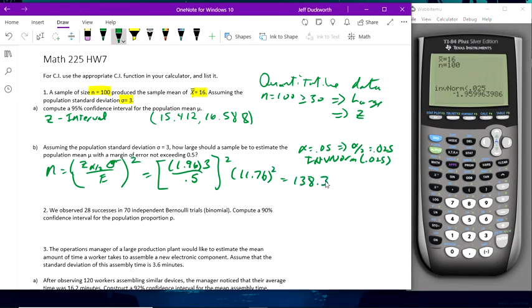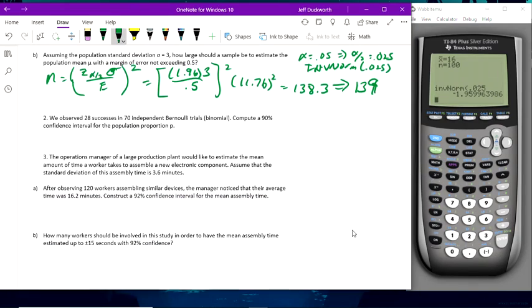138.3. Now the rule with this is, we want the smallest n possible. All right, so n has to be larger than this, because if it's 138, obviously we can't have 138.3 people, can't have a part of a person, that's not going to work. Part of a data set, whatever. 138 is not big enough, so this means we're going to use 139. We round up with these problems. That was talked about in the other videos as well as in your notes on PowerPoint.